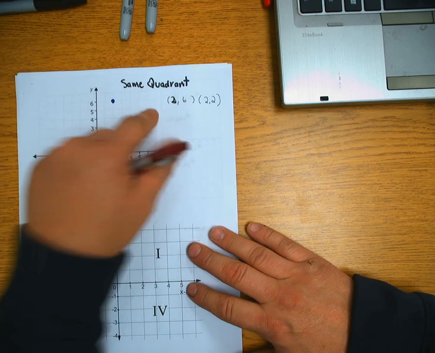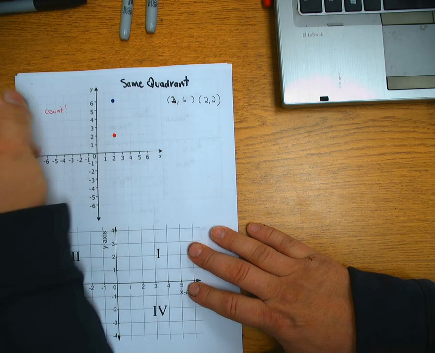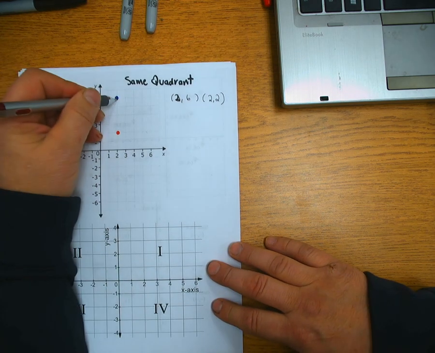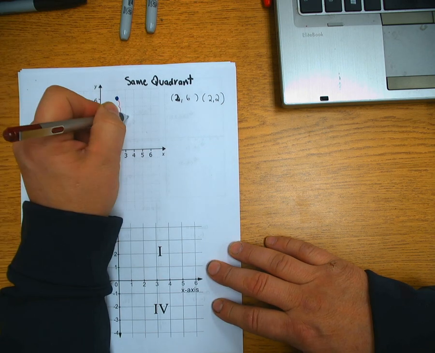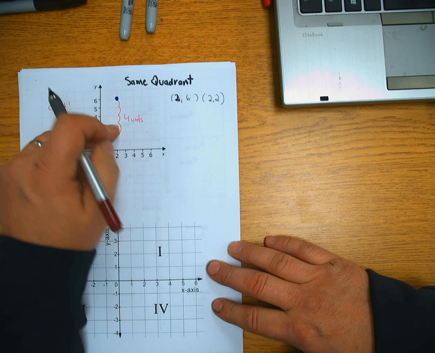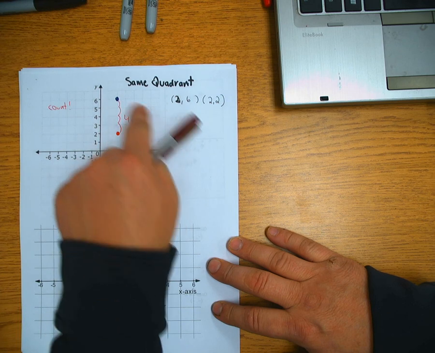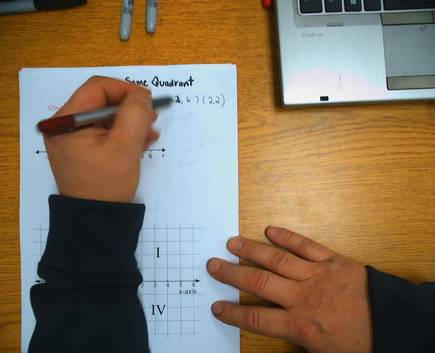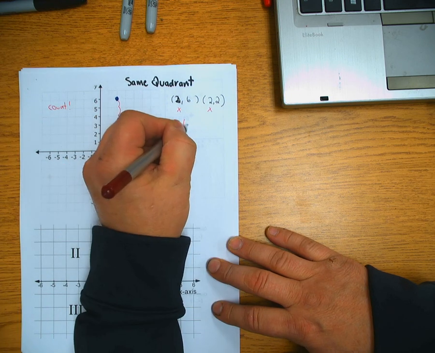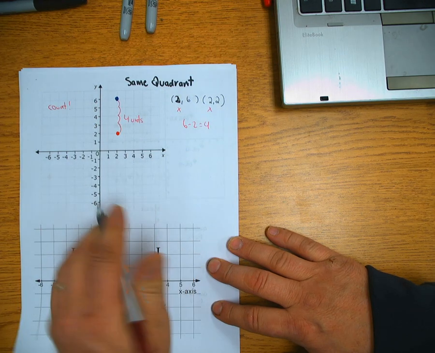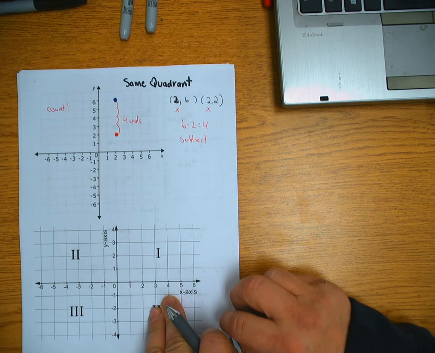If it's a picture, I could, if I want, count. So I could just count by going 1, 2, 3, 4. These are 4 units apart. They're in the same quadrant, so I could count like that. Later, you'll see that regardless, I'm going to look for the coordinate that's the same. If they're in the same quadrant, I'm going to subtract. 6 minus 2 is 4. We'll go over that better when we do coordinates.